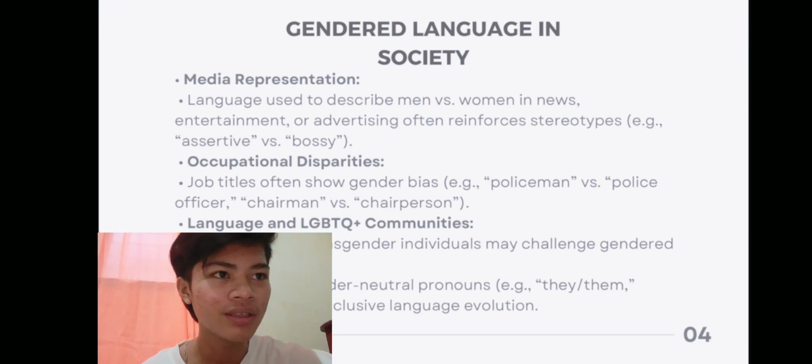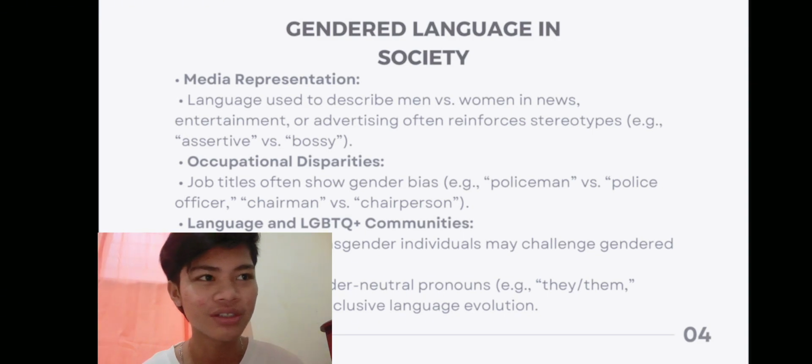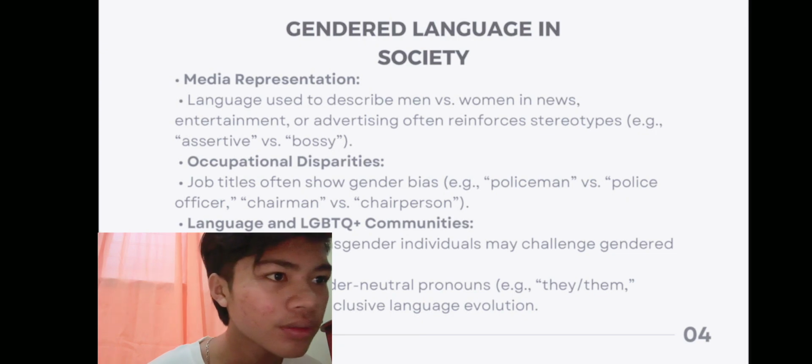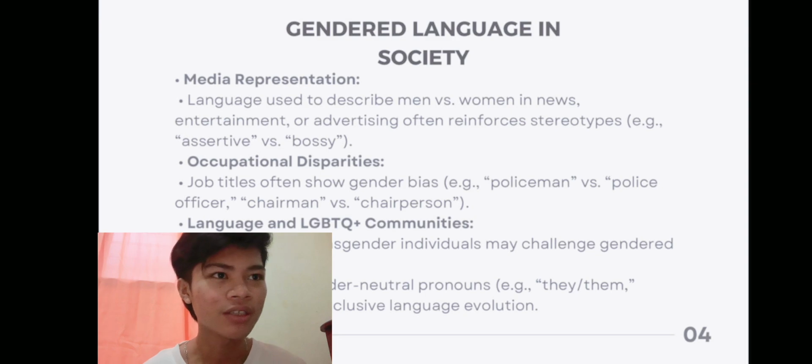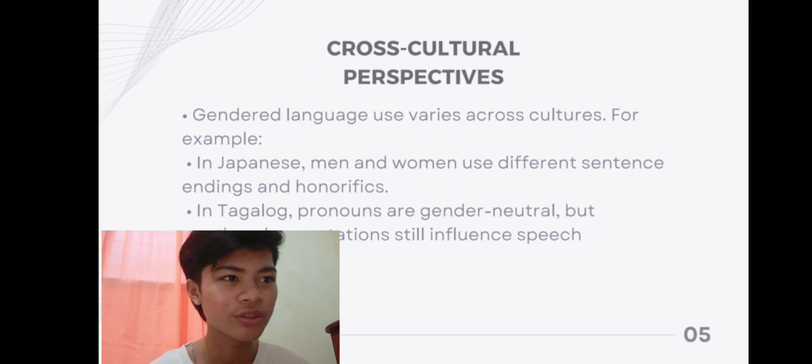LGBTQ plus communities, people who are non-binary or transgender, often challenge gendered language. That's why gender neutral pronouns like they, them, or ze here are part of inclusive language evolution to create space for all identities. Now, let's move to cross-cultural perspective.